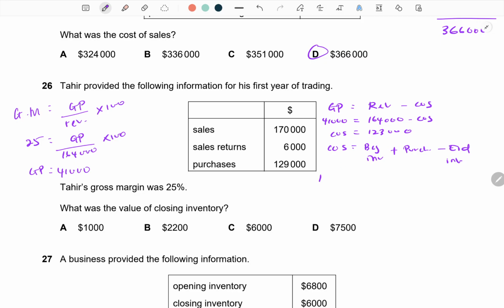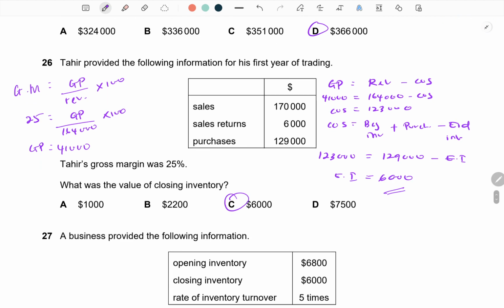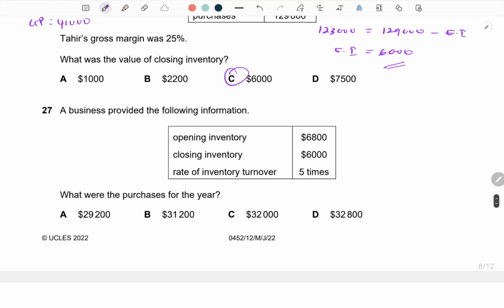So now we want to find closing inventory. In this question do not have any beginning inventory, so we just ignore the beginning inventory. So purchase we have 129,000. So we want to find ending inventory. So ending inventory equals to 129 minus 123 equals to 6,000. C.